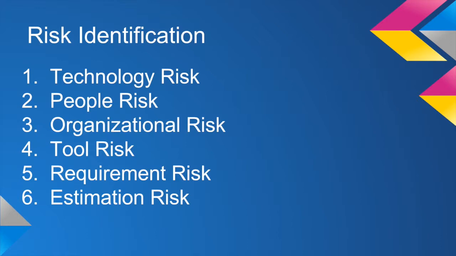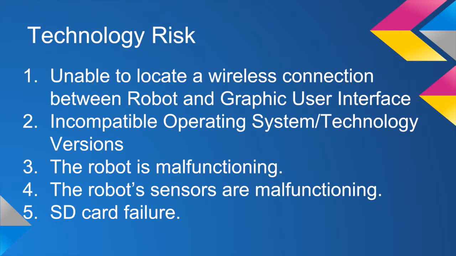of course, estimation risk. In technology risk, we identify the risks involved with the technological aspects of this project. They are wireless connection failure between robot and graphic user interface, incompatible operating system or technology versions, robot software malfunction, robot hardware malfunction, for example the sensors, or even an SD card failure.